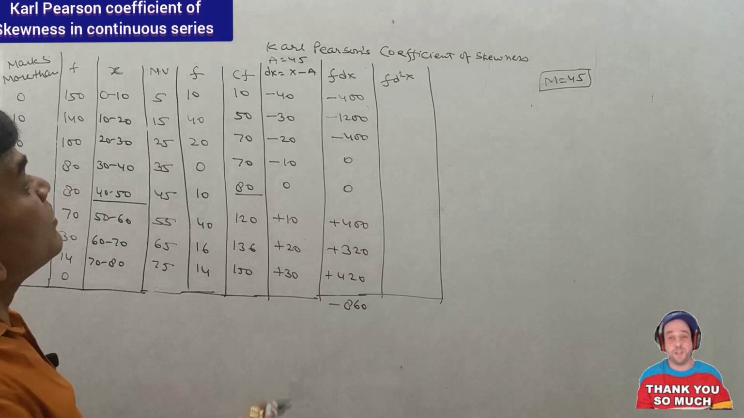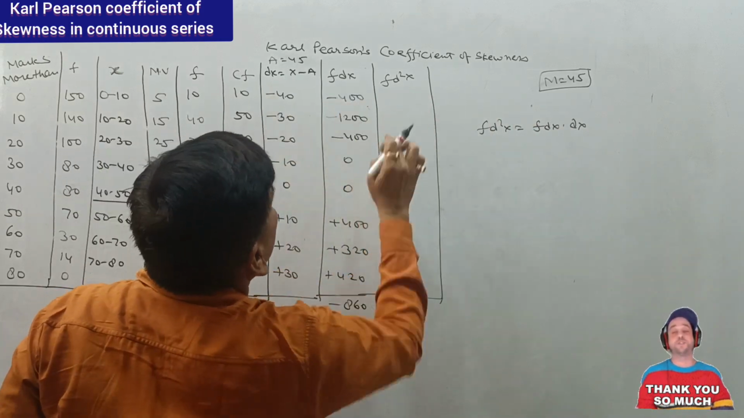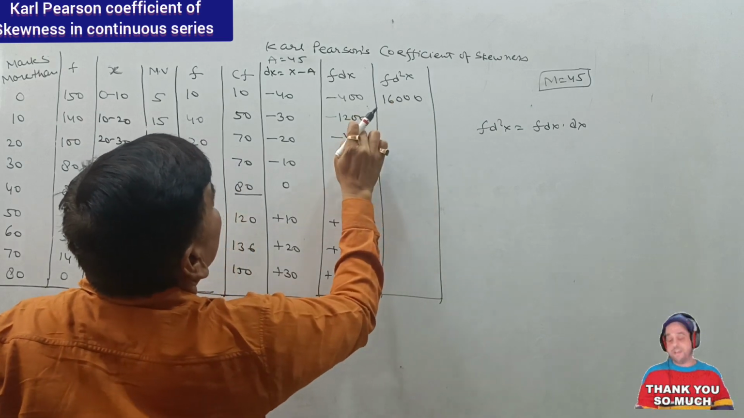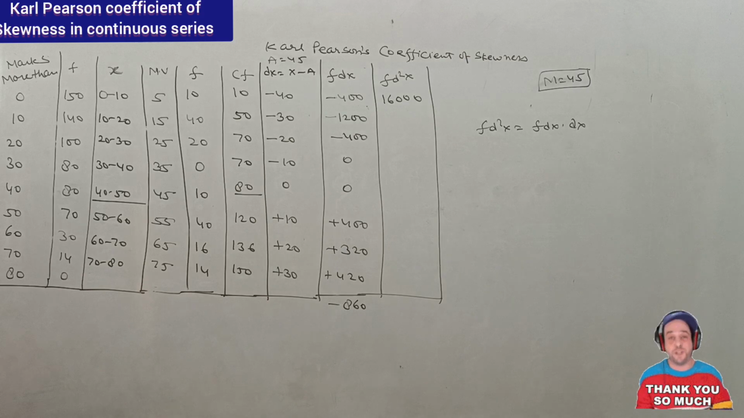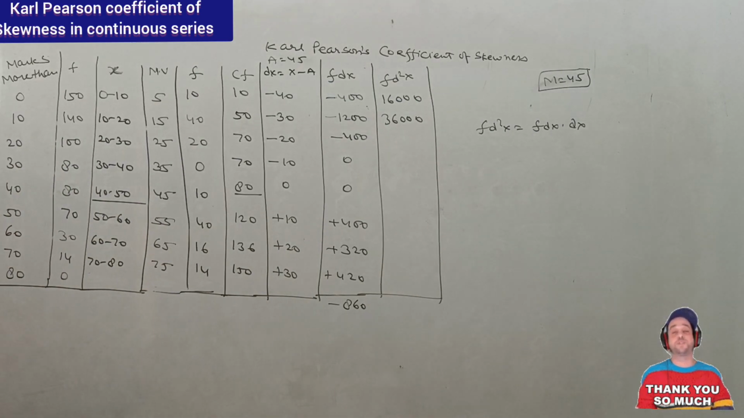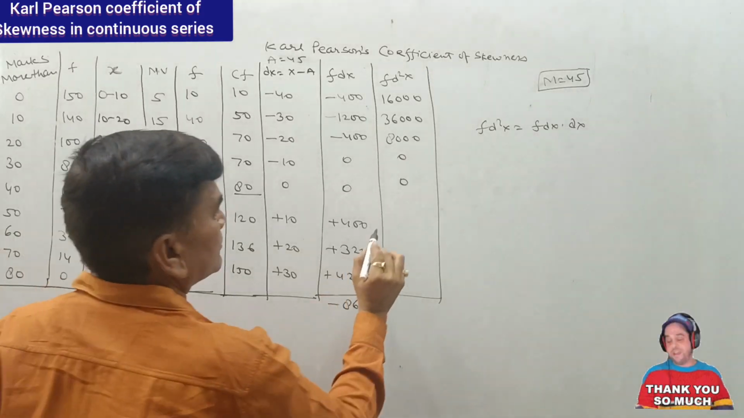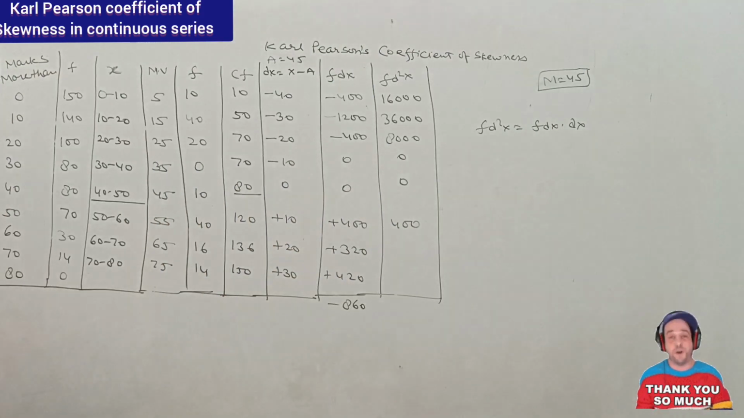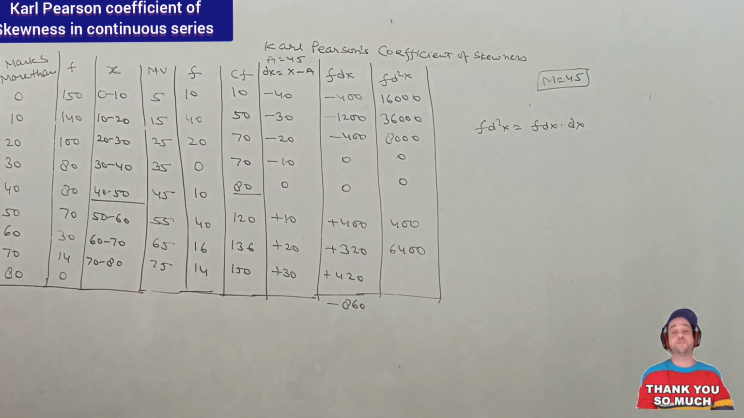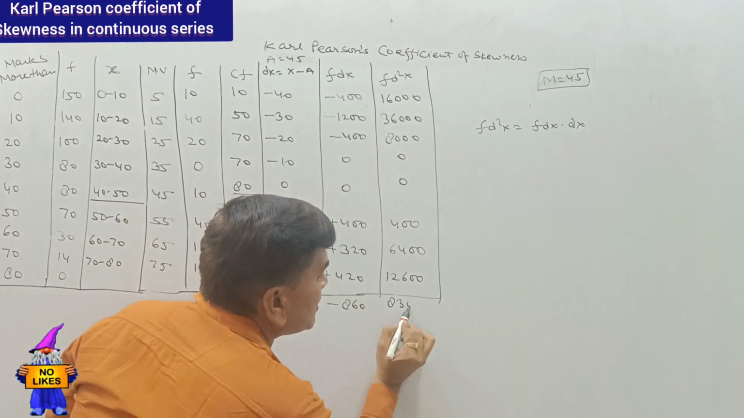Okay. Now f dx square is equal to f dx multiplied by dx. 40 multiply 400, that is 16,000. 1200 multiply 30, 36,000. 400 multiply 20, 8,000. 400, 4,000. 320 multiply 20, 6400. 420 multiply 30, 12600. So the result will be 83000.